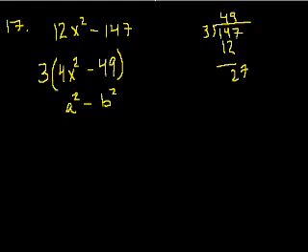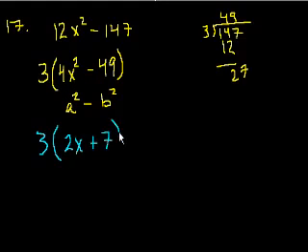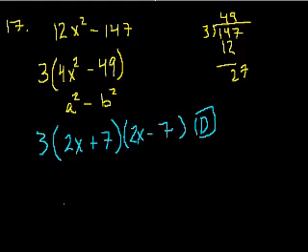So now we can factor that more, and I'll just switch colors arbitrarily. That becomes 3 times a plus b, so that would be 2x plus 7, times a minus b, 2x minus 7. And that is choice D. In choice D, they wrote the 2x minus 7 first, but it's the same difference. So it's choice D.